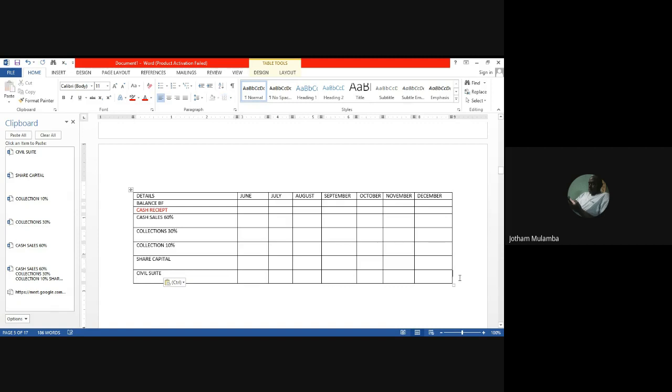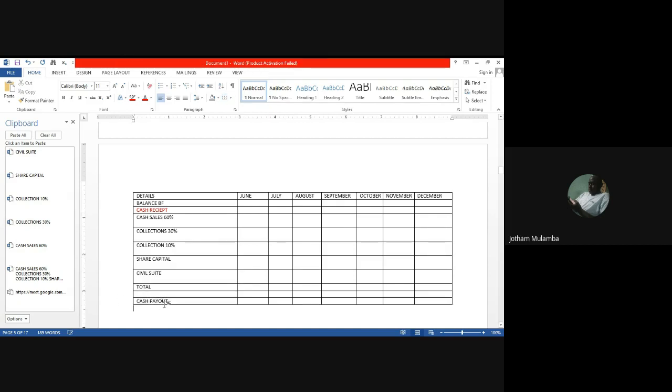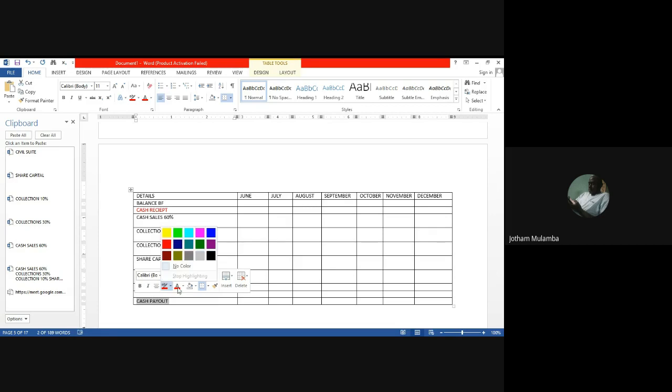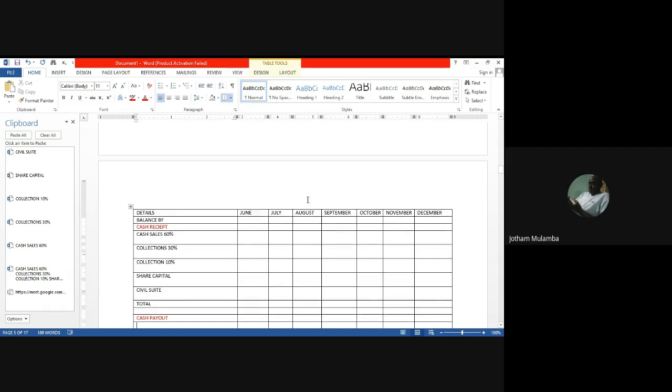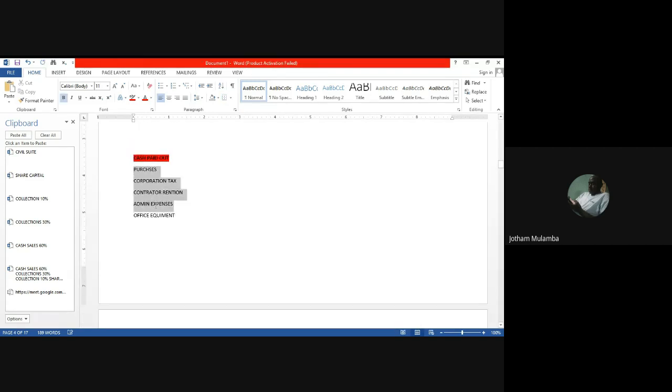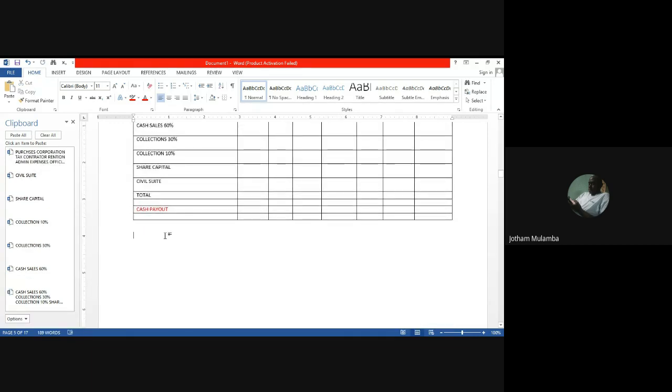After that, we'll have total. Then after total, we have cash payouts. For your sake you can underline, but for me, I'll change the color. Under cash payouts, we had identified them, the purchases and all this. That's what we are going to bring here.